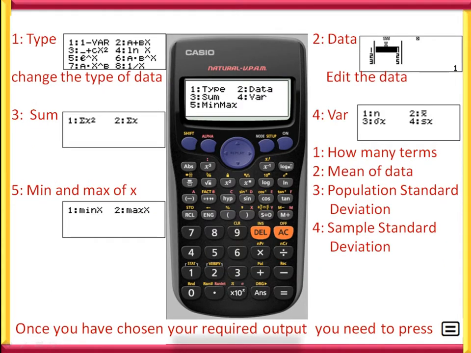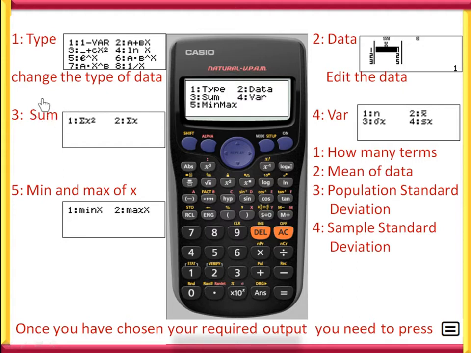So we have lots of options now. Number 1 will give us type, so all the different types. It changes the type of data. Number 2 will go back to the data values if you wanted to edit them, if you wanted to change some of your x values or your frequencies.